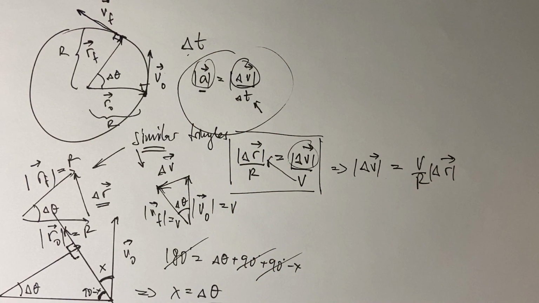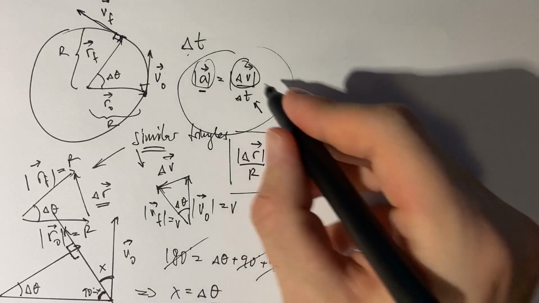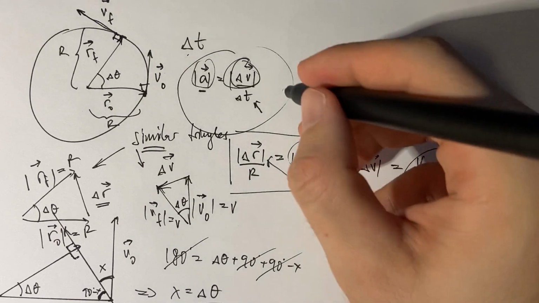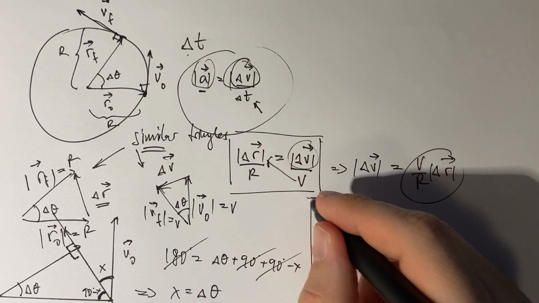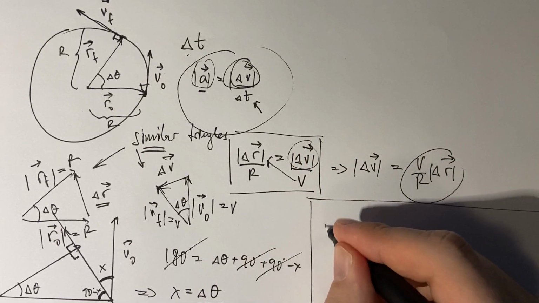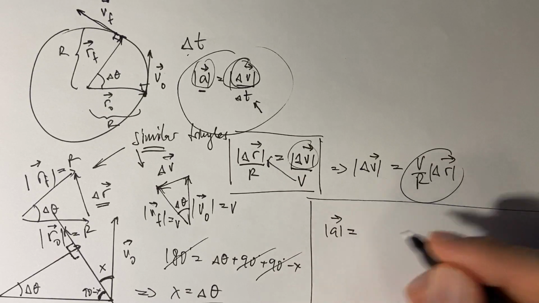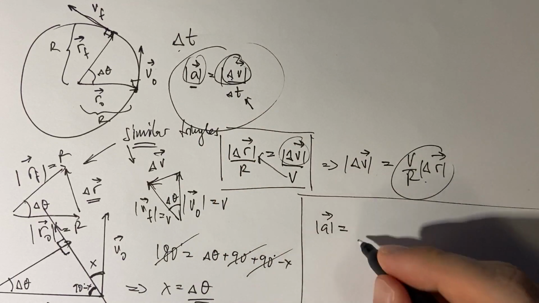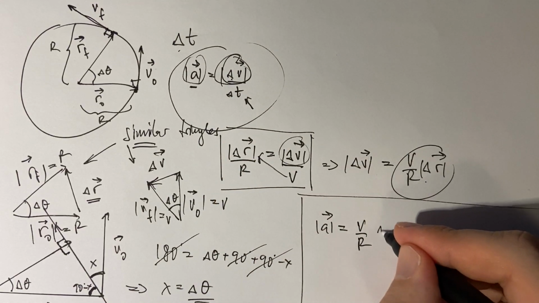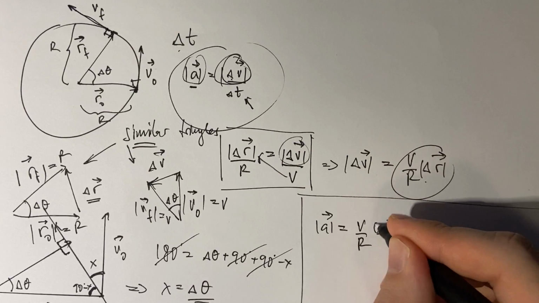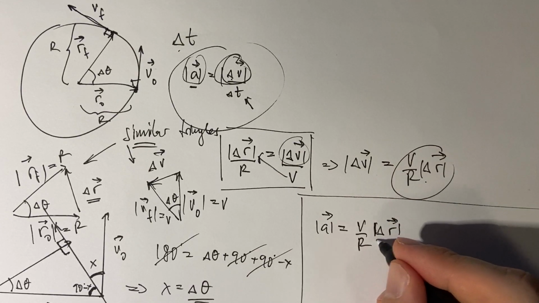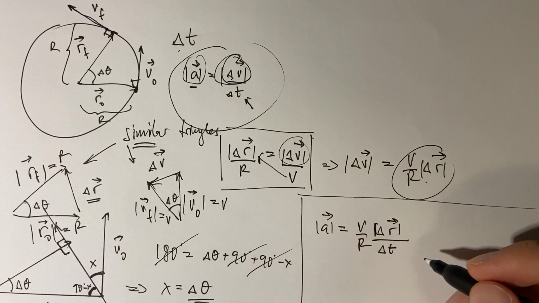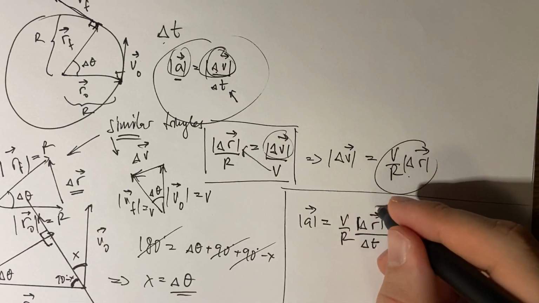Magnitudes. So what we're going to do is replace this with this expression, and we will get, we can write it down here, create some space, that the magnitude of the acceleration vector is, so instead of this we will write this, v over r times delta r, the magnitude of the change in the position vector, divided by delta t.